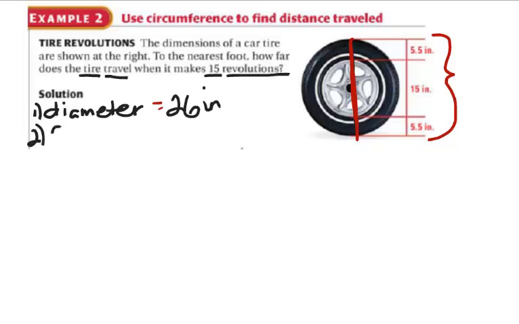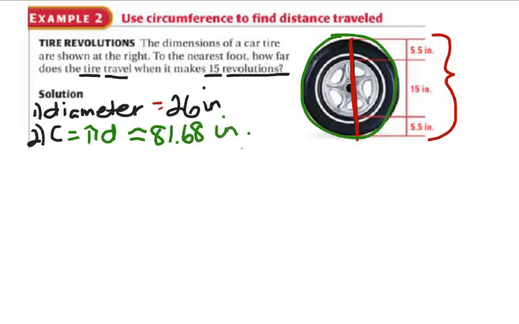Let's find the circumference, because remember the circumference is the distance around the tire one time. My distance around that tire once is my circumference, which is pi times diameter. In this case we have the diameter, so let's use the circumference formula, pi times diameter, and we're going to get 81.68. Circumference is just measuring the distance around, so that's going to be in inches also.